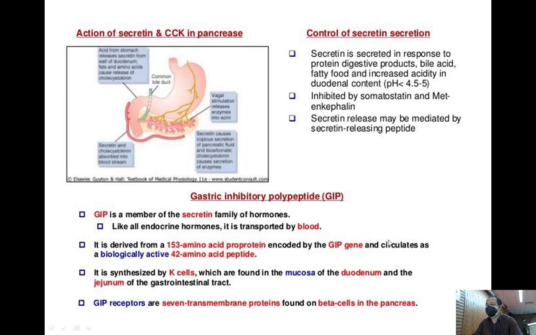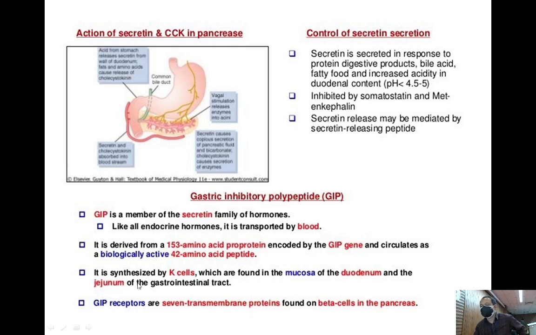Then you have smaller hormones like gastric inhibitory polypeptide. Now this is also a member of the secretin family, and it acts in the fashion of endocrine hormones. Now it's basically a polypeptide of 42 amino acids. I think we don't have to remember all these prohormones and all that. But we have to remember, this is the K cell, whereas CCK is released from the I cell. So GIP is released from the K cells, which are found in the duodenum and jejunum.